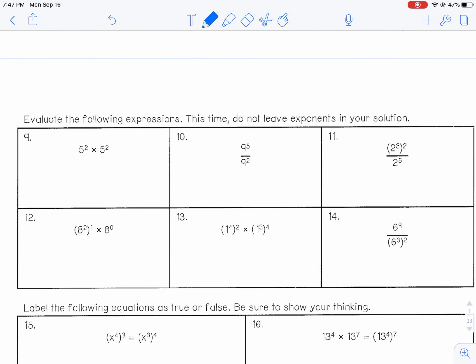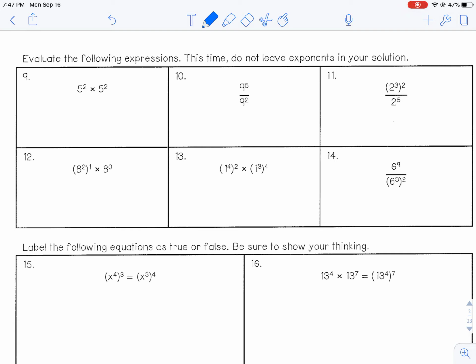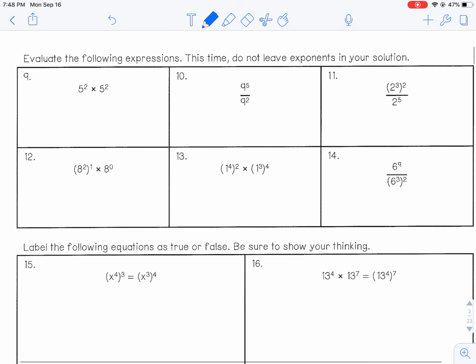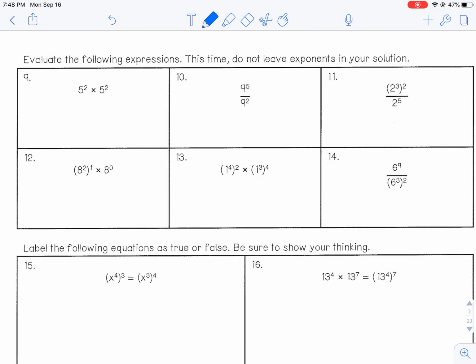Okay, let's look at some more examples. So flip over your page to number 9. And what we're going to do here is we are going to add the exponents again. Because we're multiplying, our bases are the same, so we add the exponents. That's going to be 5 to the 4th power. Okay, it does tell us not to leave exponents in our solution, but we're going to anyway, just until we get this down pat.